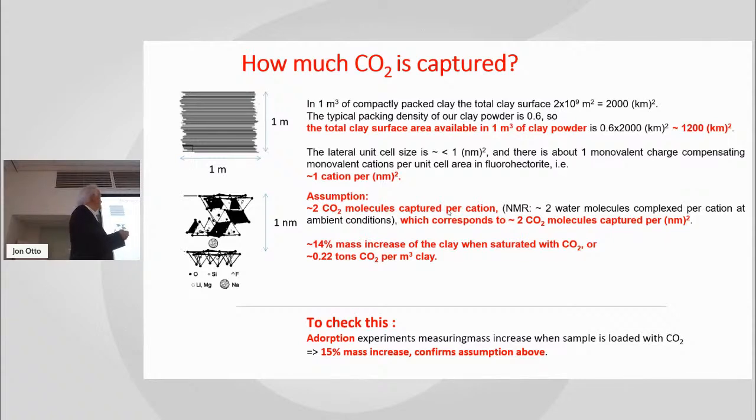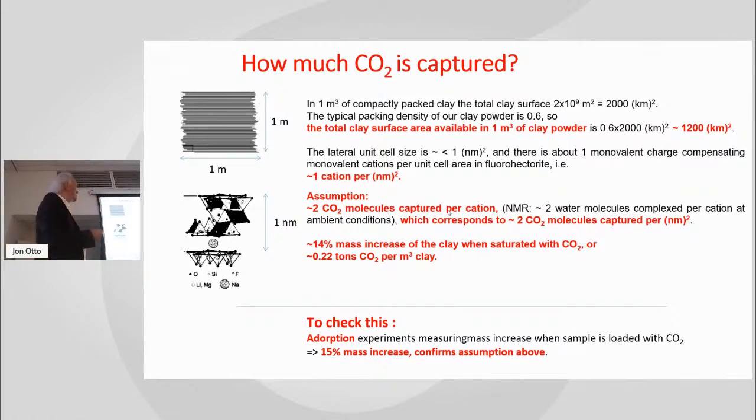Whereas we work with powders, with a packing density of about 0.6, so it becomes 1,200 square kilometers, not important in this context. Let's say our powder has, in 1 cubic meter, this huge surface area. Now, if you assume that each of these cations, we can assume that this capture of CO2 has something to do with the cations, because we show there is a difference between them. It has to have something to do with the cations.